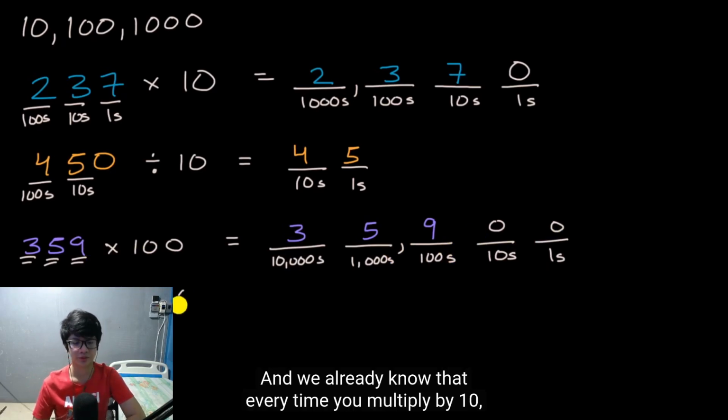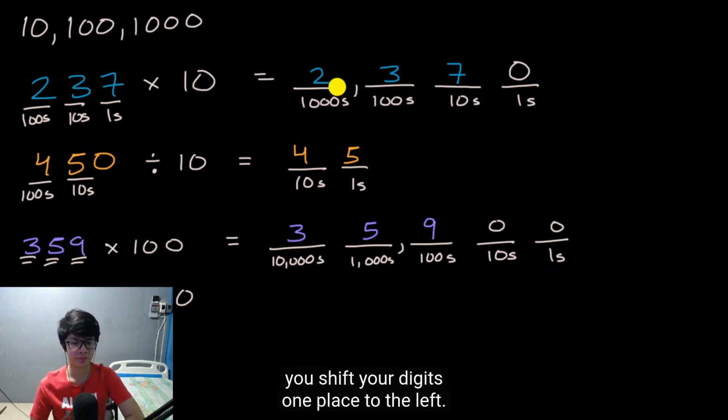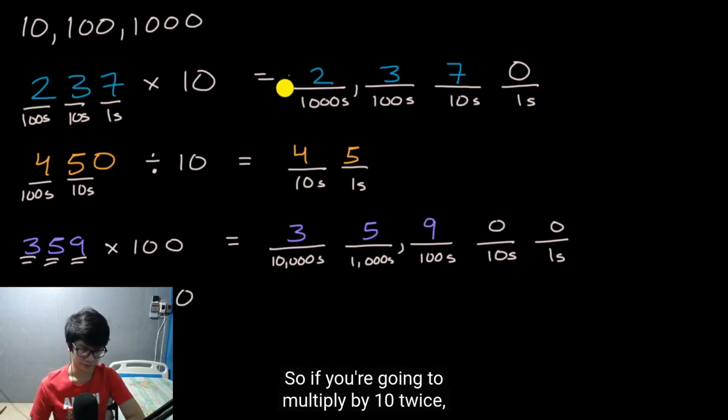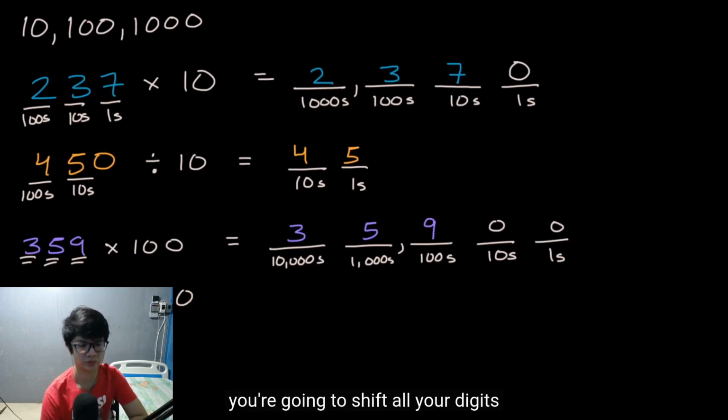10. And we already know that every time you multiply by 10, you shift your digits one place to the left. So if you're going to multiply by 10 twice, you're going to shift all your digits two places to the left.